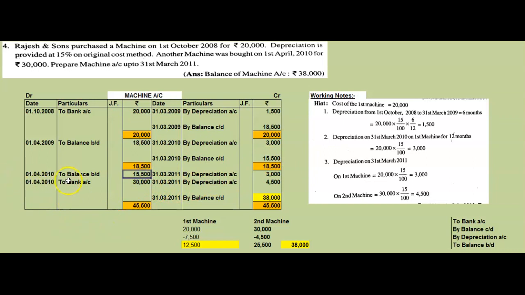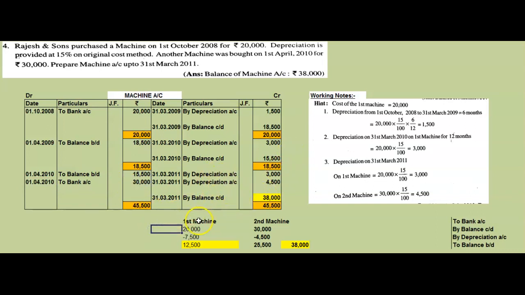1st April 2010, 15,500. Before going to the end of the year, this date is coming earlier, 1st April 2010. So we have to write that entry. 1st April 2010, to bank account 30,000. Now we have two machines. One is with 15,500 value, another is with 30,000. Both should be depreciated.